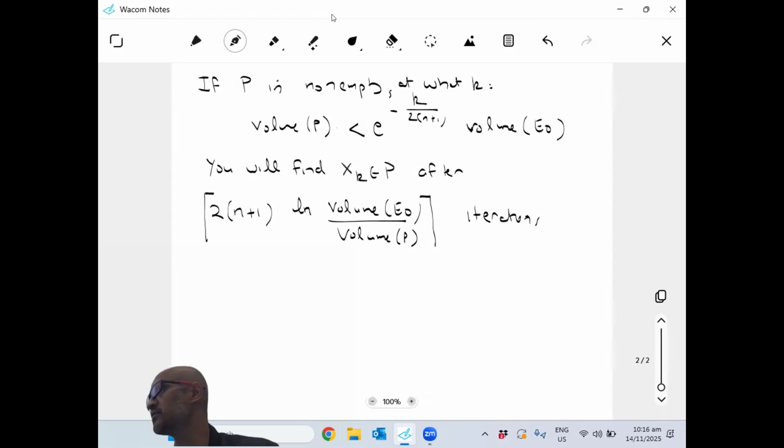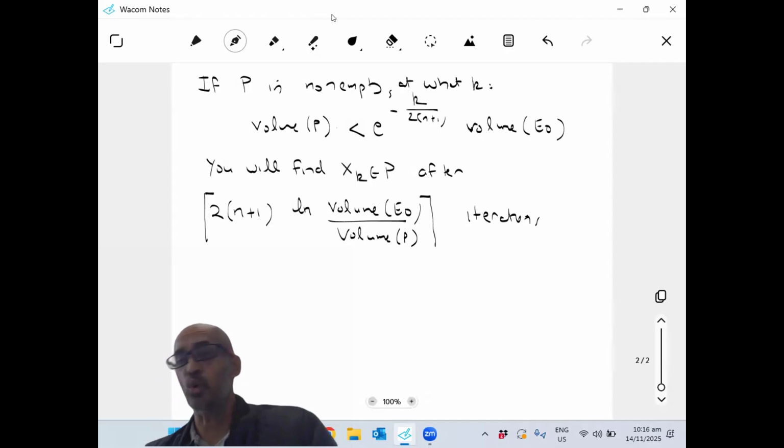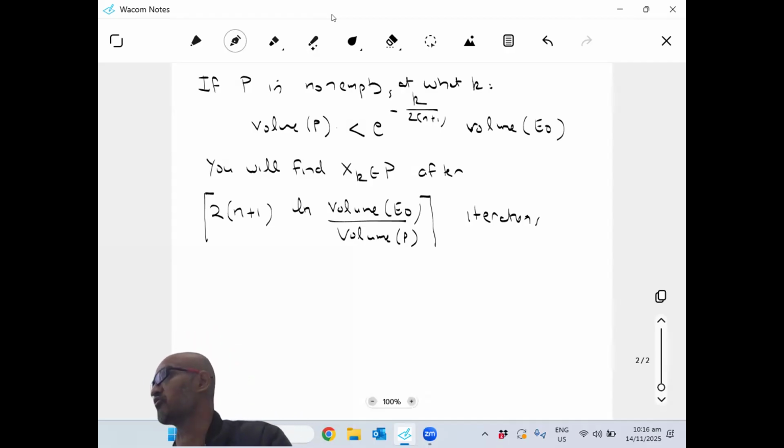Is that clear? You just make this equal, move this side, take log on both sides. You'll get a factor of 2n plus 1 log of the volume of E naught by volume of P. Okay, that should be clear. So you have an algorithm. It tells you how many iterations. This is linear in n. So that's nice. The number of iterations doesn't grow exponentially in n.